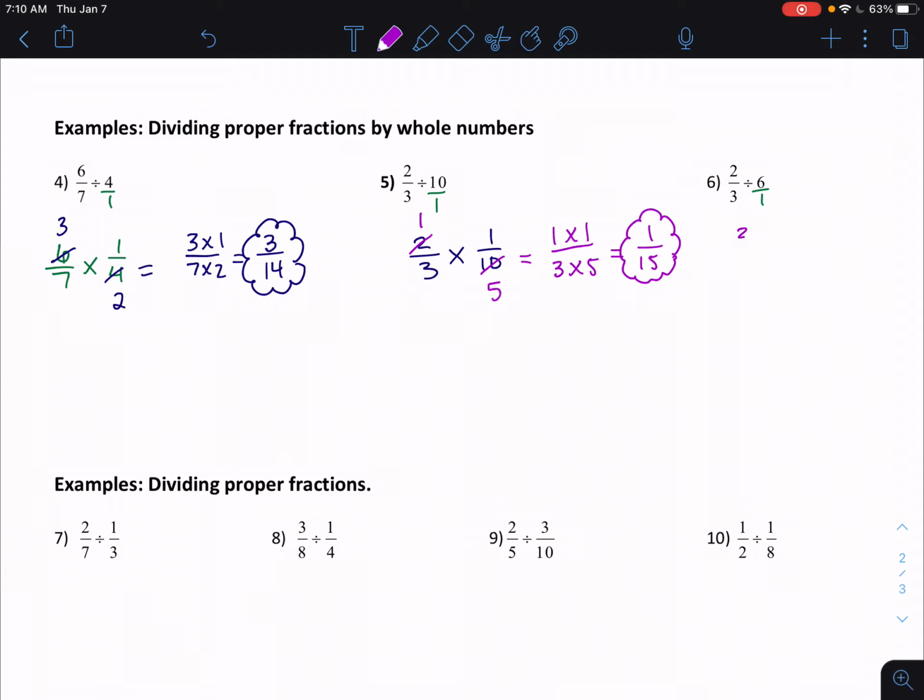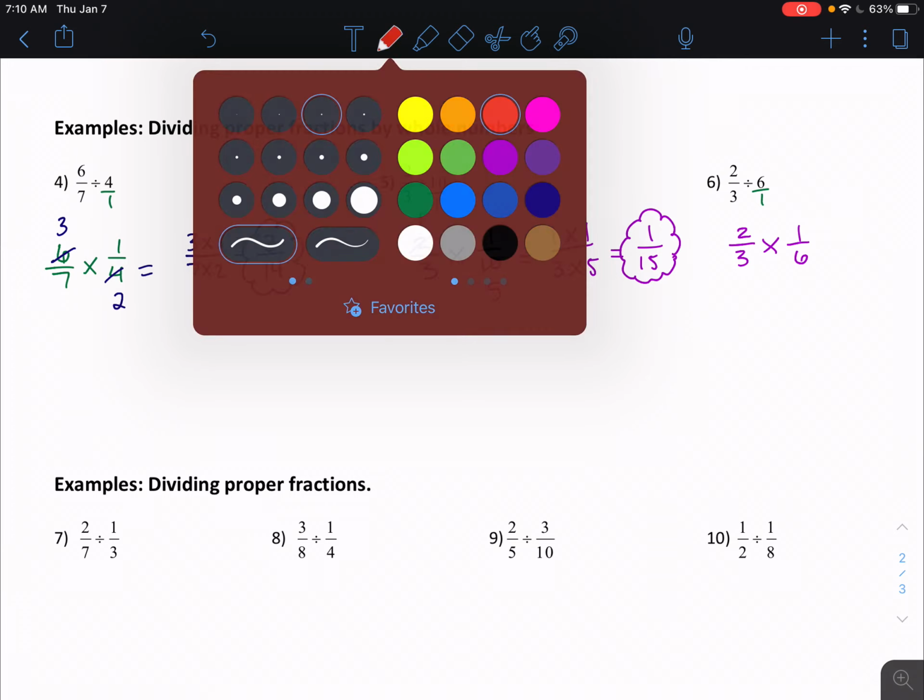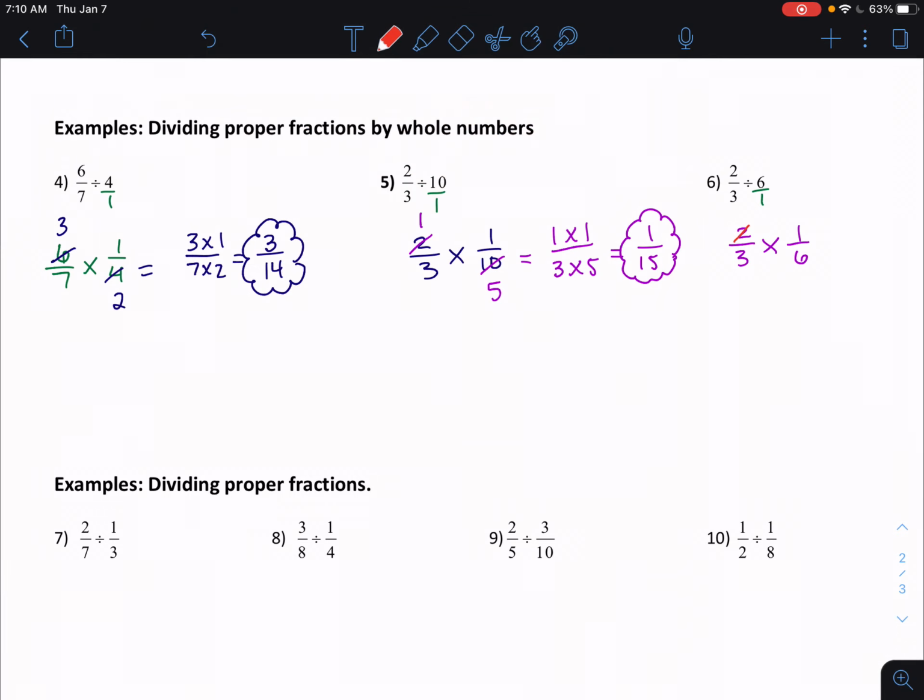In the last one, I've got 2/3 is going to stay the same. I'm going to change to multiplication and then flip the second fraction, so 1 over 6. 2 and 6 have a 2 in common, so the top becomes a 1, the bottom becomes a 3. And I am left with 1 times 1 over 3 times 3, which is 1 over 9. This one is just the reverse of the first example, so still write that whole number over 1, keep, change, flip, cross cancel if possible, and off you go.